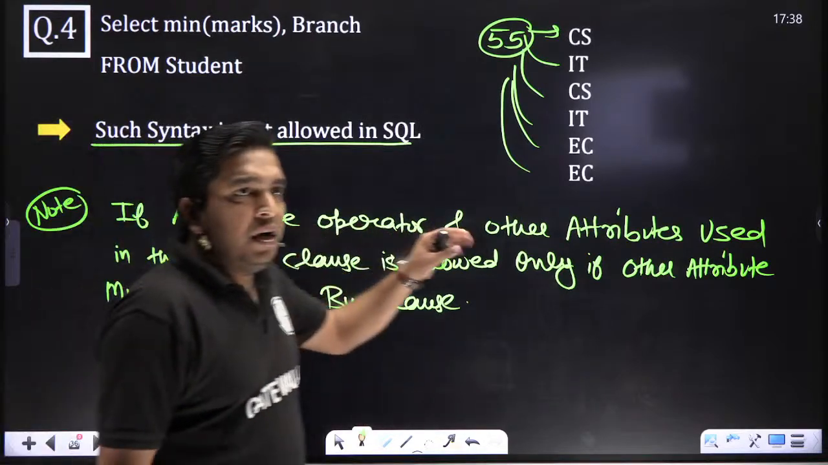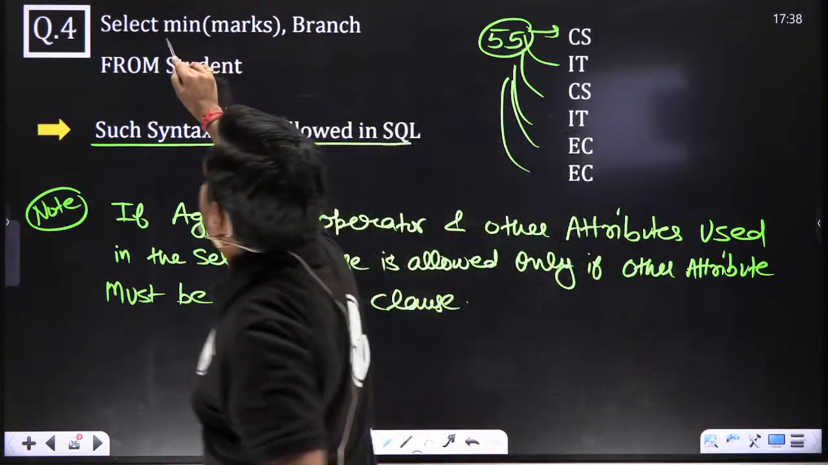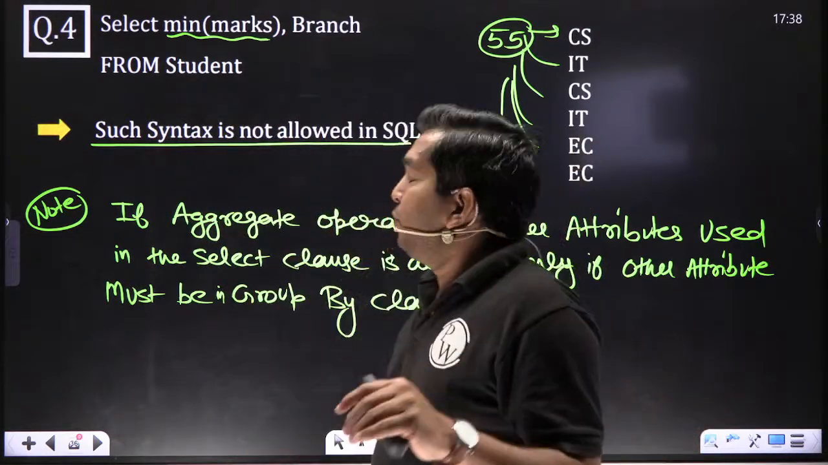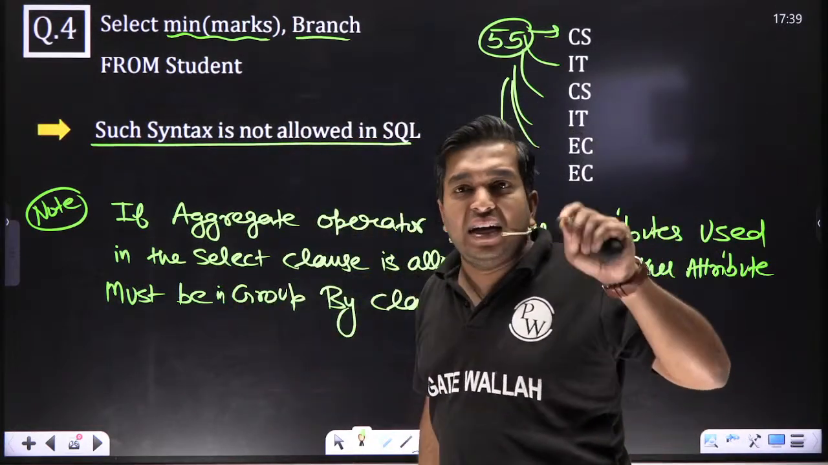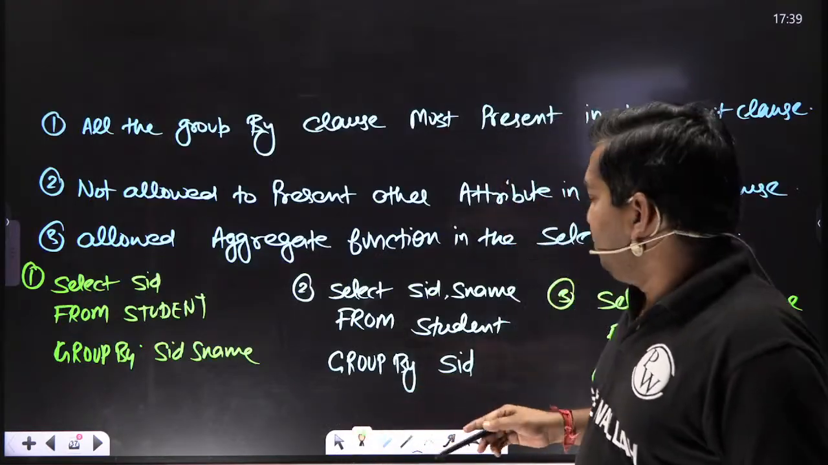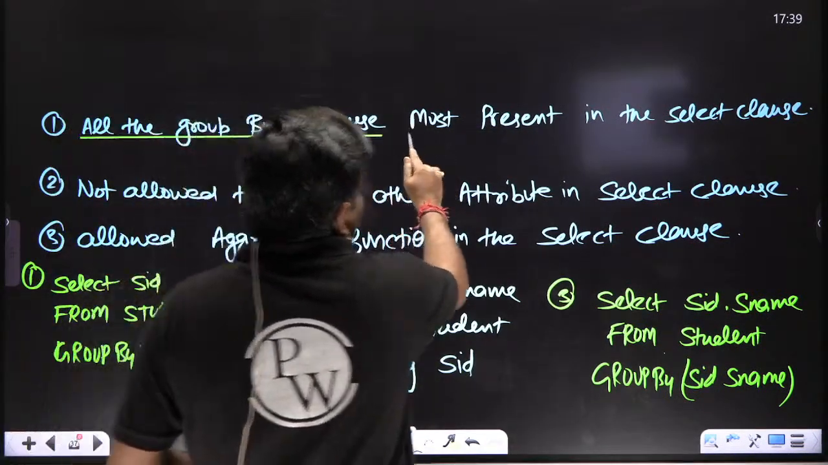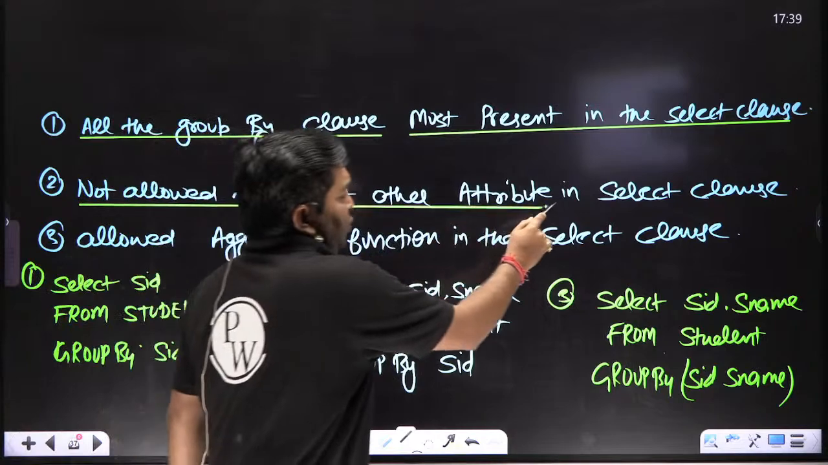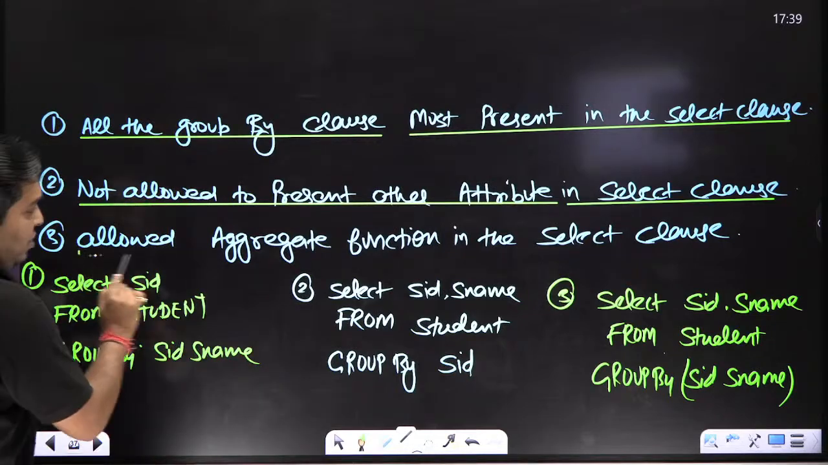This is the main note. I will split into 3 notes also. If aggregate operator like min, max, count, average, sum, the 5 aggregate operators, and other attribute are used in the select clause, then it is allowed when other attribute must be in group by clause. In a more precise manner, all the group by attribute must be present in select clause. Second point, not allowed to select other attribute in select clause, but aggregate function is allowed in the select clause.